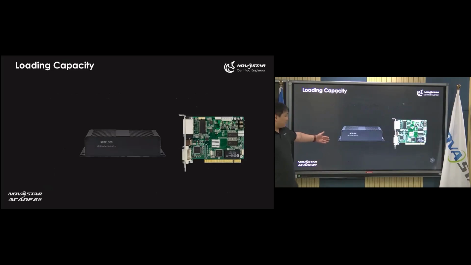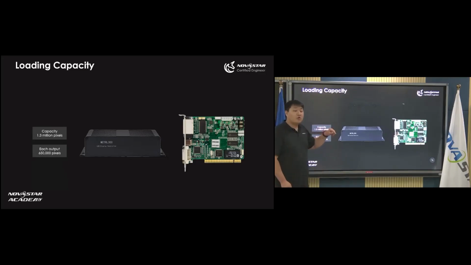I think this device is the most popular one in the market. This is the M-Control 300, and the loading capacity is about 1.3 million pixels. For each output, it's really easy to calculate. We use 1.3 million pixels divided by 2 ports, then we get 650,000.